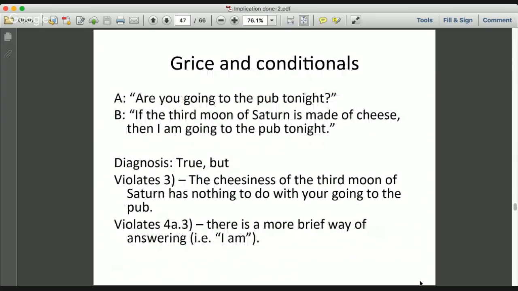Anyway, so here's how it applies to conditionals, right? So you say, "Are you going to the pub tonight?" And then B says, "Well, if the third moon of Saturn is made of cheese, then I'm going to the pub tonight," right? Technically true, but it violates 3 and 4A.3.